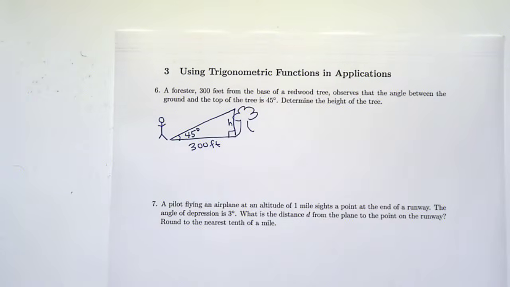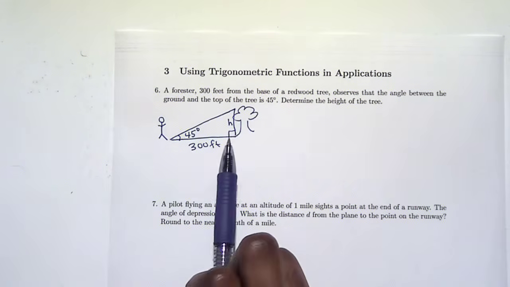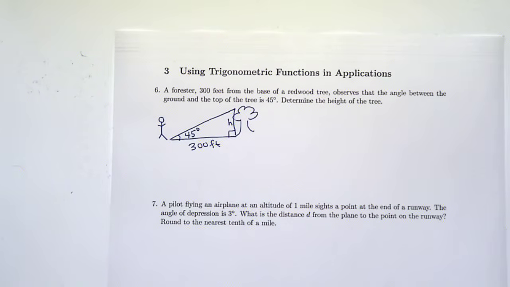And what shape does this make? A right triangle. This is perfect for us. Okay, so we have to determine the height of a tree. All right, we're given an angle. We have a right triangle, so we have to figure out what function can we use. Well, it should probably be a trig function.